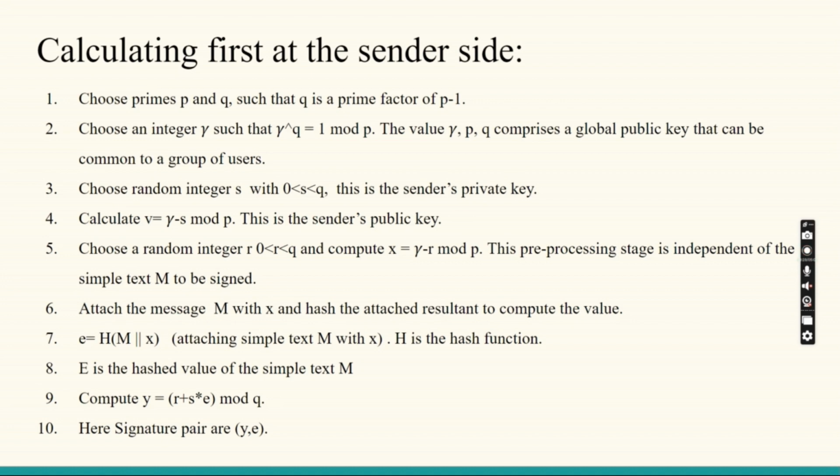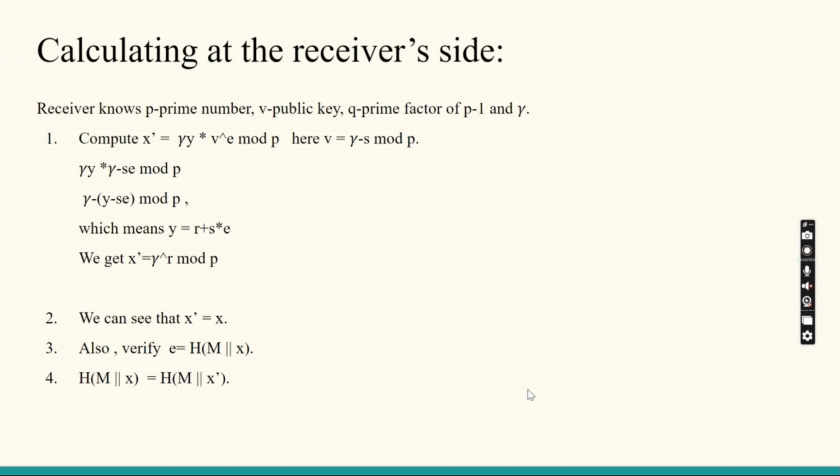And in the next step, we compute Y, which is equal to R plus S multiplied by E, taken modulo Q. And here the signature pair, as you can see, is Y comma E. Next, let us see the calculation at the receiver side.